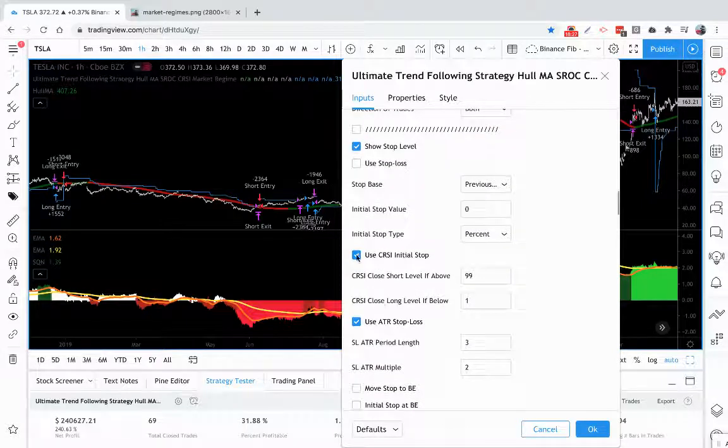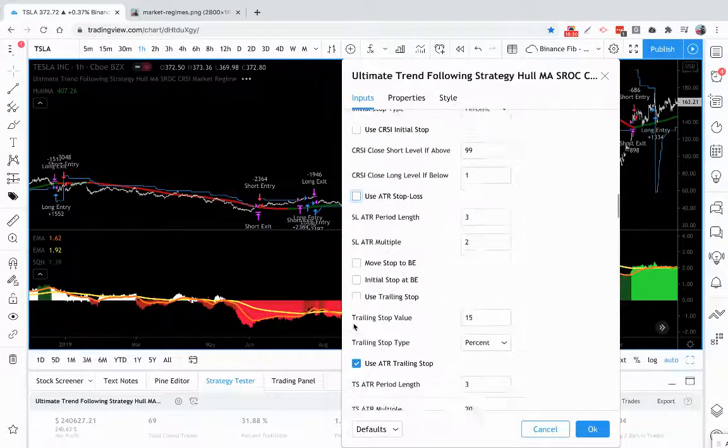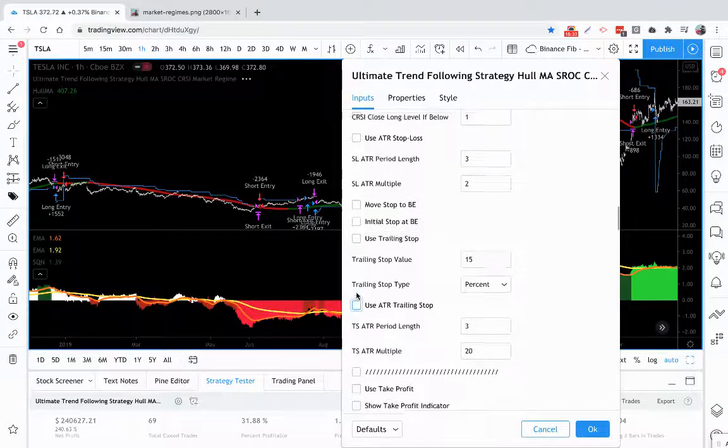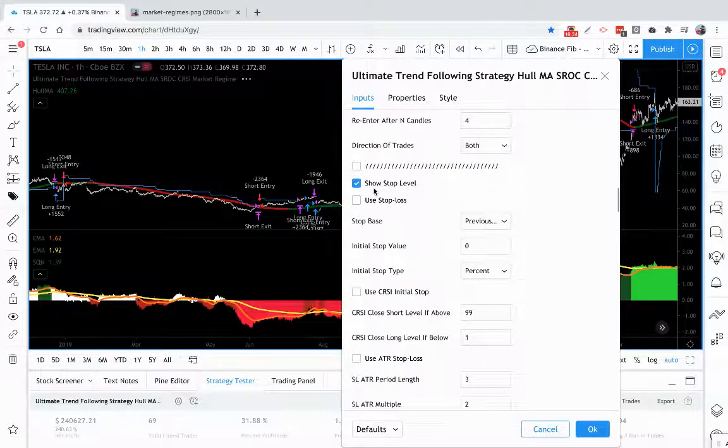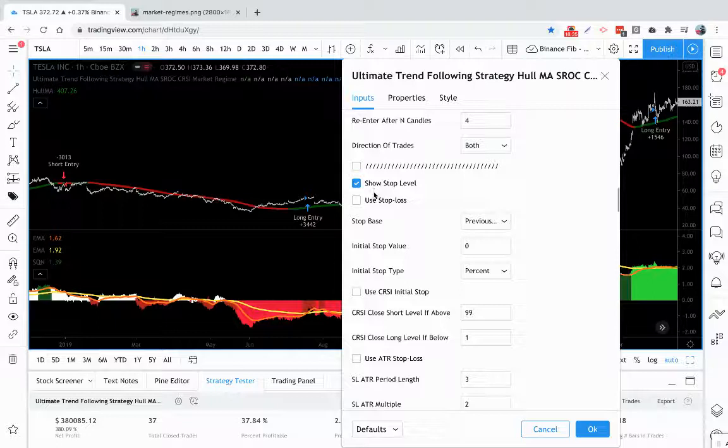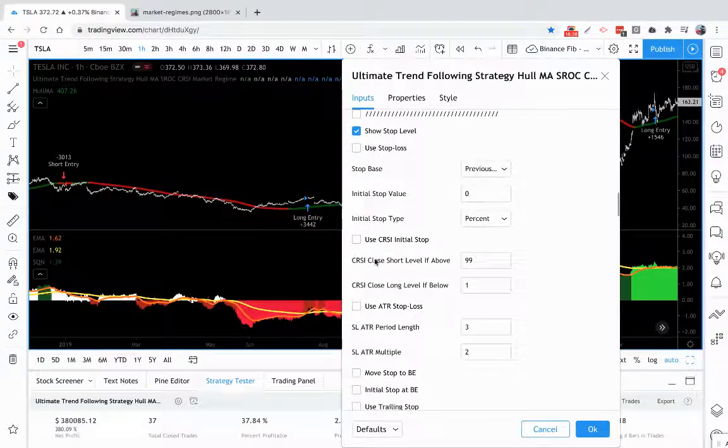So with stop losses, what you're going to do is you're going to first probably want to show it on the chart. Then you choose, do you want to use a fixed stop loss or do you want to use an average true range stop loss? You choose one of those. Or you could use Connor's RSI by itself if you like.